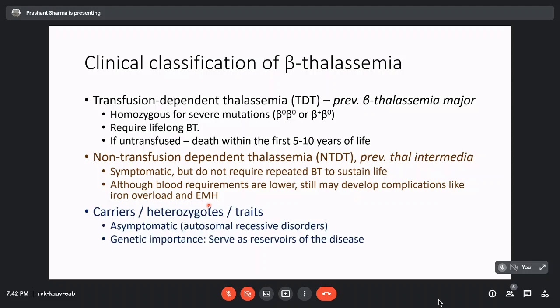And then at the extreme other end of the disorder, we have people who are heterozygous. Sometimes you will see them being called carriers or beta thalassemia traits, so these are all synonymous terms. They are asymptomatic for the most part, and that's because these are autosomal recessive disorders, so both copies of the gene, both the alleles, need to be affected. However, they are still of genetic importance because they serve as reservoirs of the disease, and if they marry another carrier, they can transmit the disease.